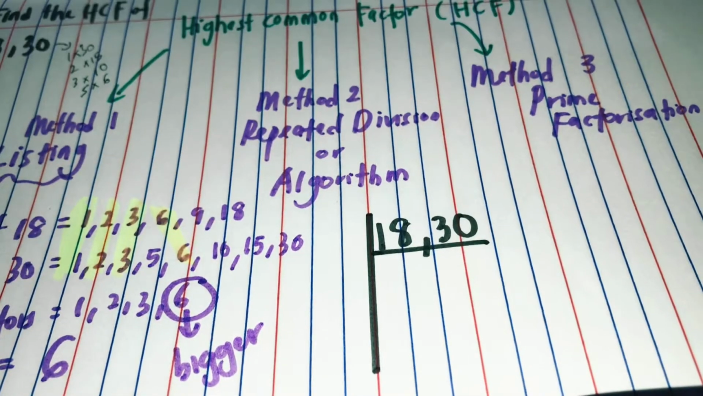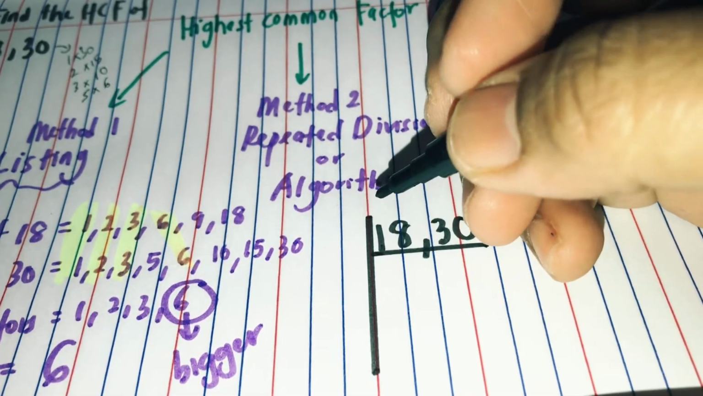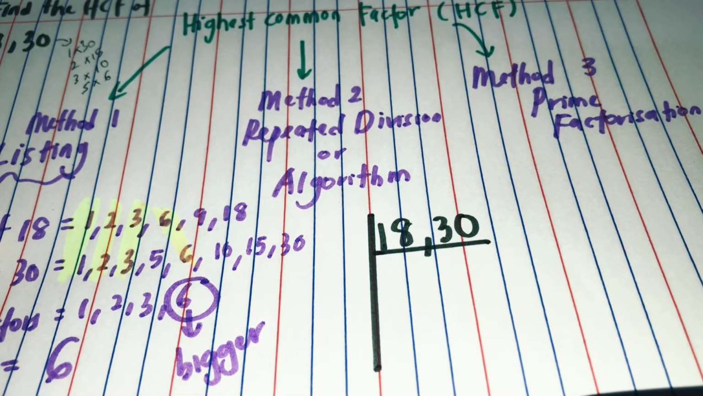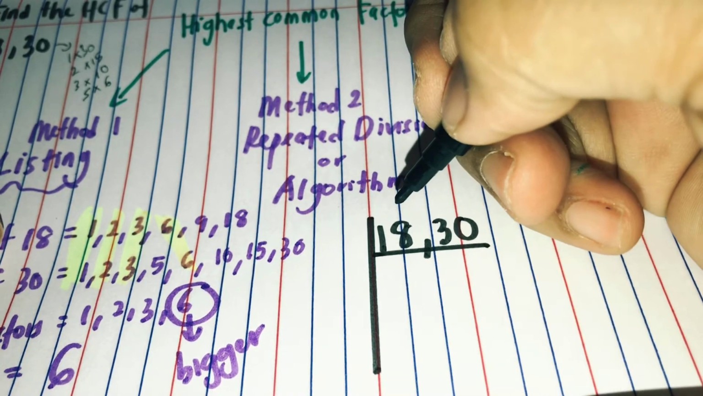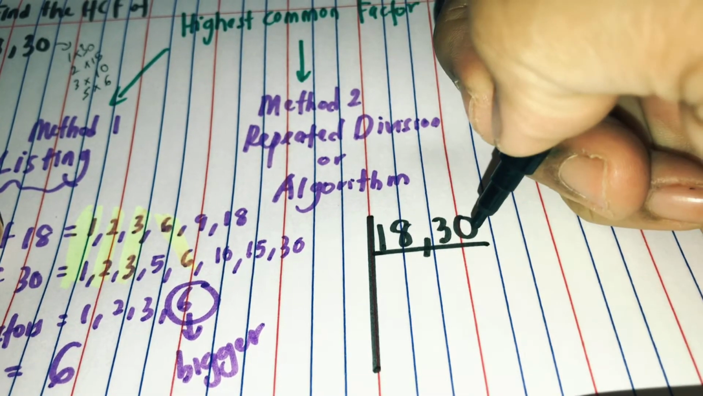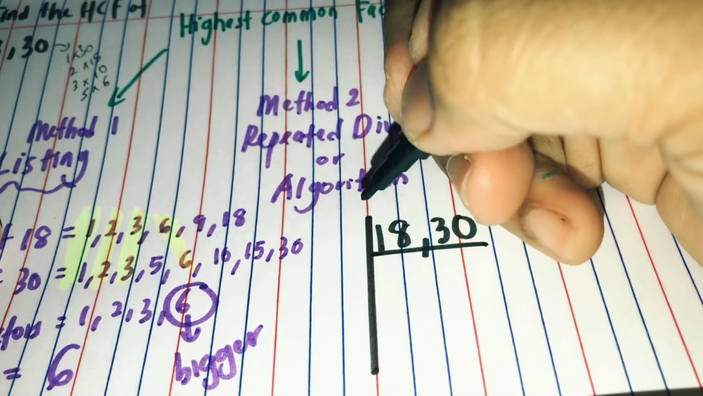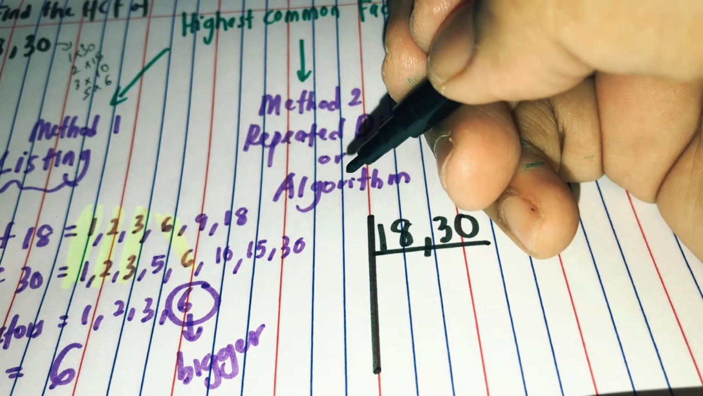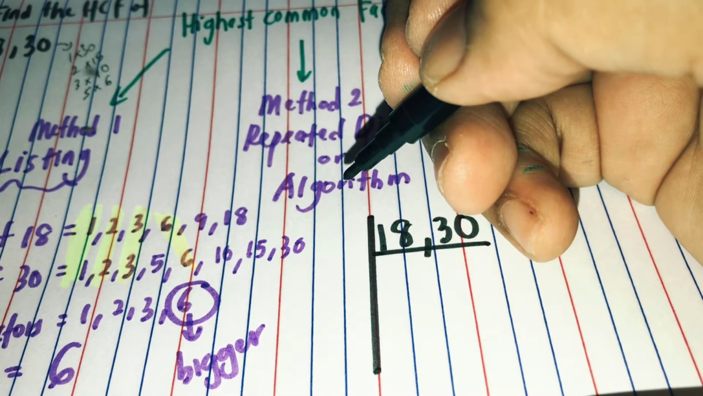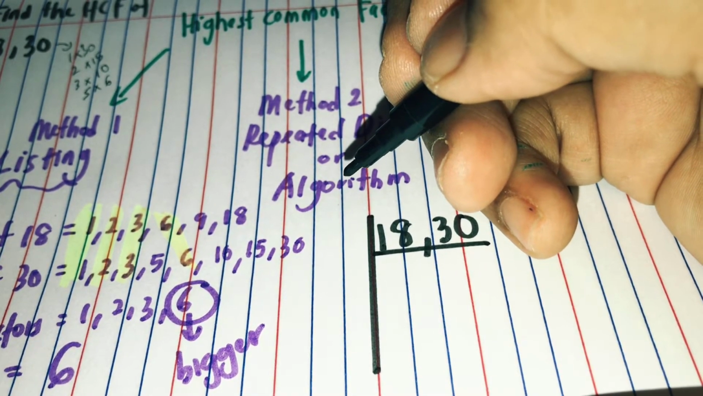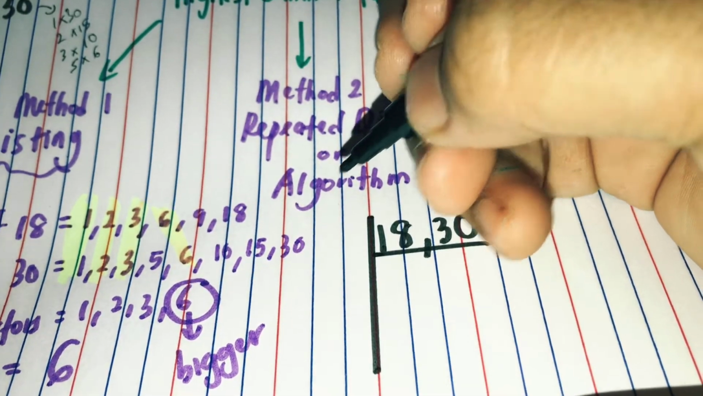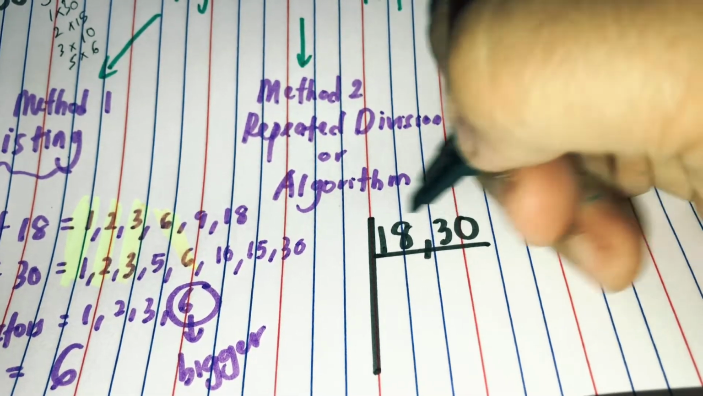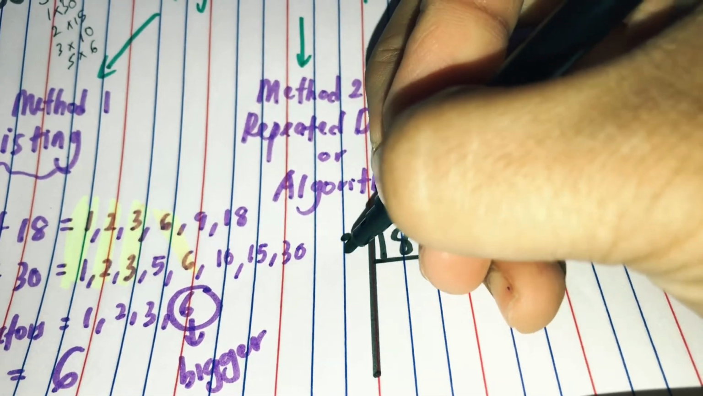Okay, divide. You can use any value. If you don't want a prime number, also can. You can use any value that can divide both. For example, 6. You can straightaway write 6 here. But if you want to avoid carelessness, you can use prime numbers. Start with the smallest prime number. What number can divide both? Okay, 2. You start with 2, the smallest prime.